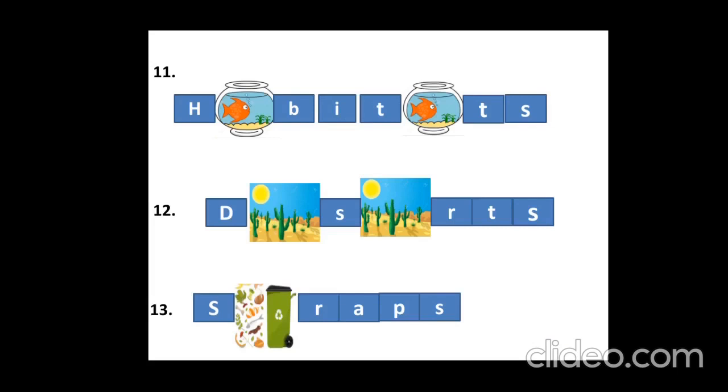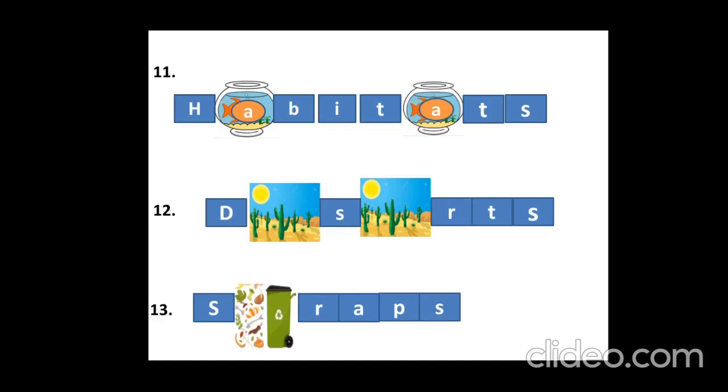Let's try number 11. H blank, I can see a fish bowl, B-I-T blank T-S. So fish can stay in water. It can survive in water, right? So fish's habitat is water. Yes, the word here is habitats. How do I spell habitats? H-A-B-I-T-A-T-S, habitats. So a place where plants and animals live is called a habitat.